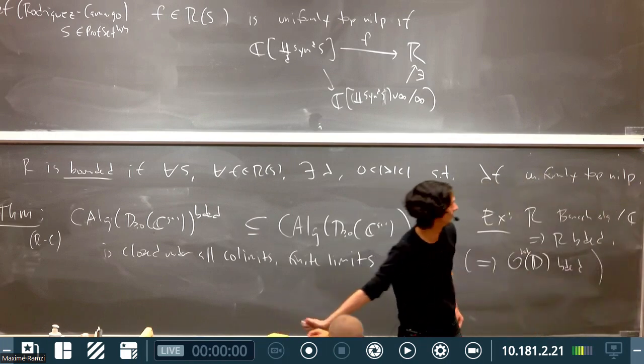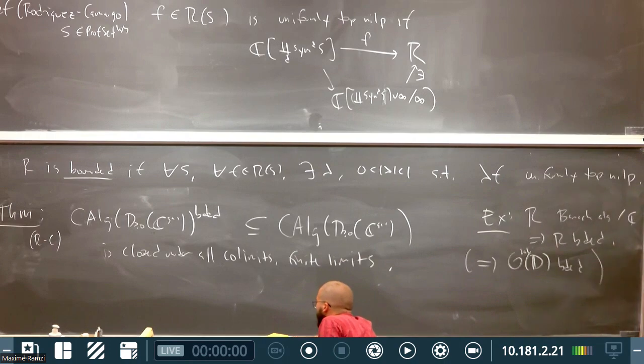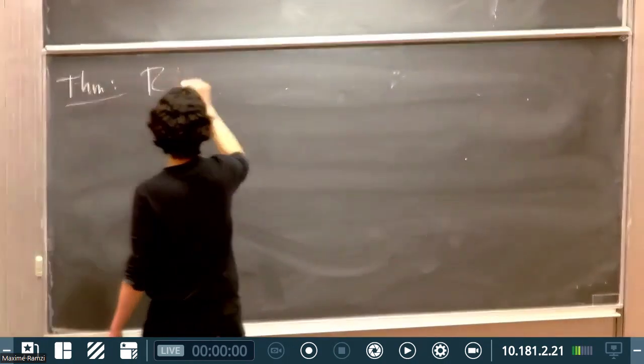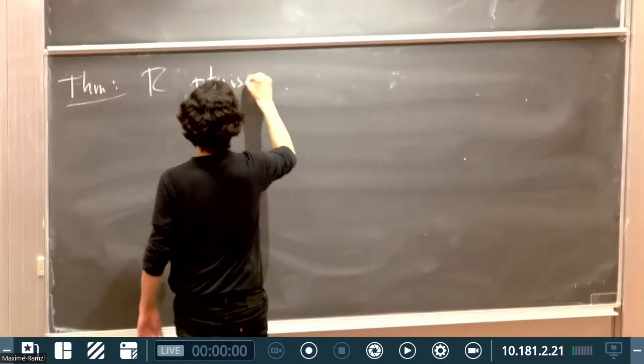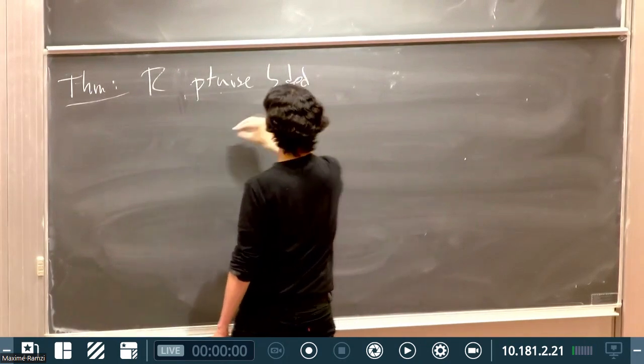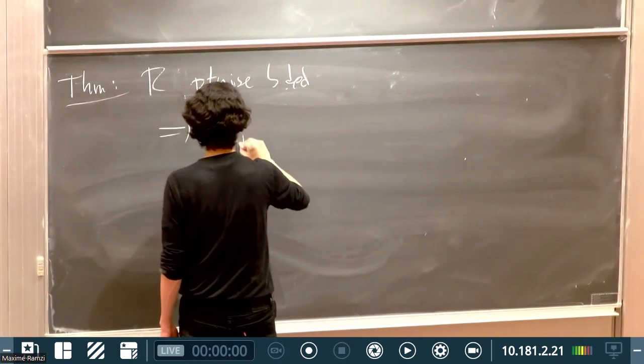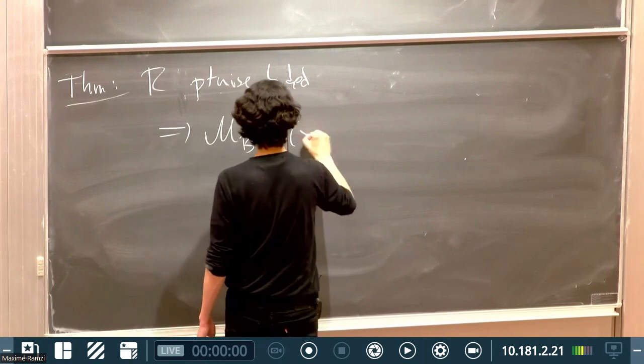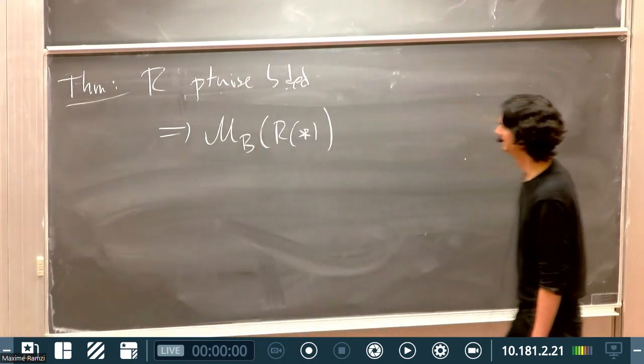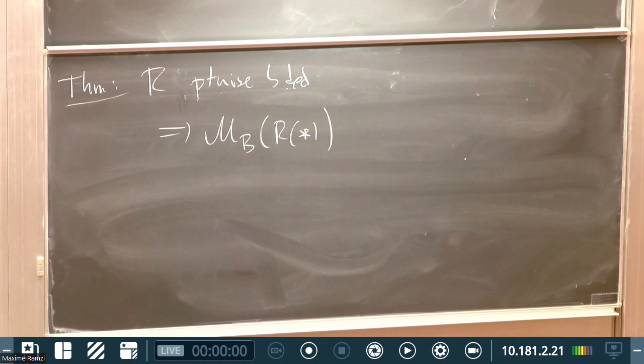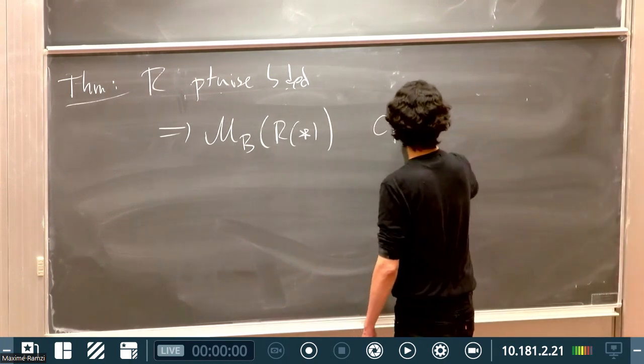So, theorem: if R is pointwise bounded, then remember this guy? Hey, remember me? I was a topological space. I talked about it at the beginning of the talk. Then this is compact Hausdorff.